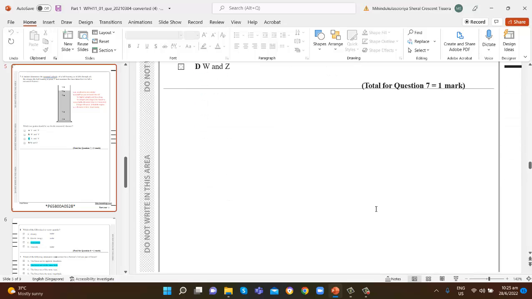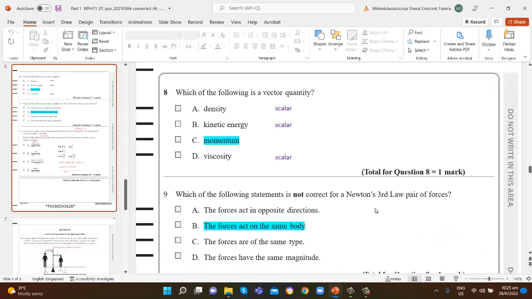Go to number 8. Which of the following is a vector quantity? You know, no? Density, you know, is scalar. Kinetic energy, scalar. Viscosity, scalar. So momentum is the answer. So I have written this. Anybody who doesn't know, so you can understand. I already write everything for you to understand well.